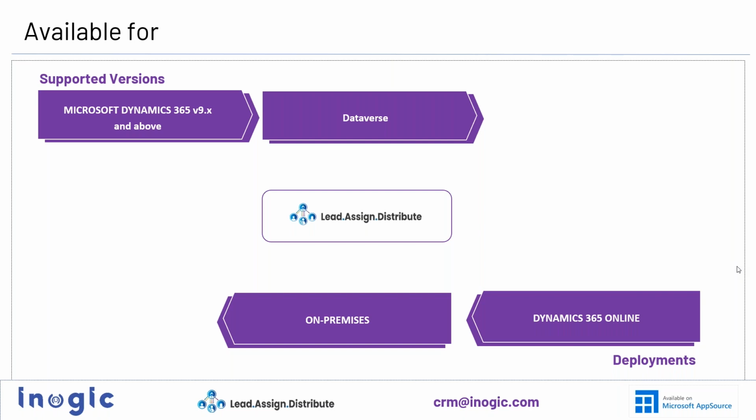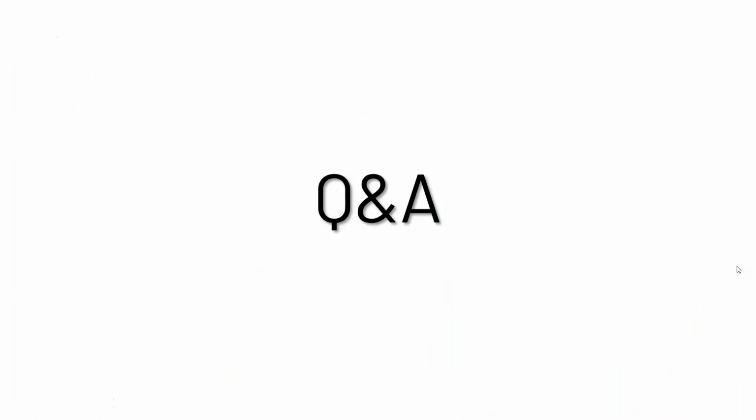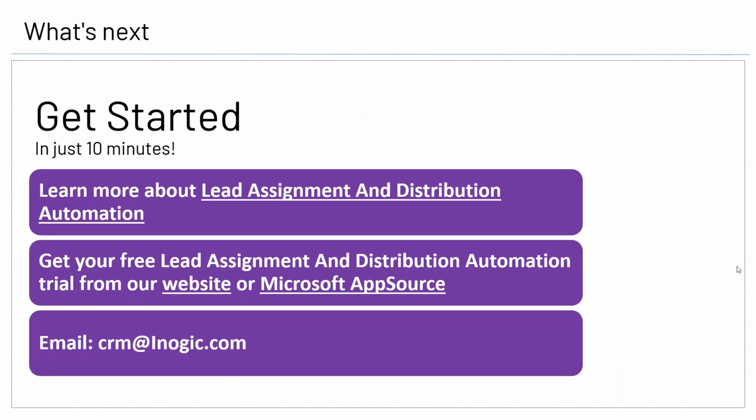Impressed with the lead assignment and distribution automation and want to get your hands on it? Well, it's really simple. All you have to do is go to Microsoft AppSource and search for lead assignment and distribution automation. Also, you can download it from our website www.inogic.com and then import the solution. In either case, you will have a 15 days fully functional trial of the lead assignment and distribution automation to get hands-on with the application.